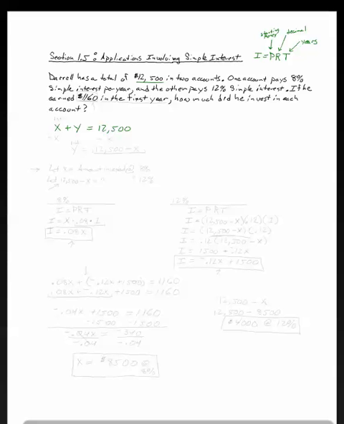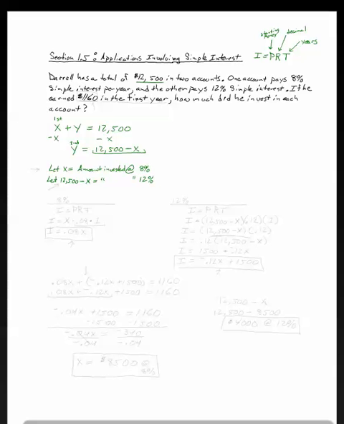Well, if we subtract X from both sides, then the money in the second account would equal 12,500 minus X. And this is going to let us set up our let statements, because we know the money in the first account is just X. The money in the second account we can now call 12,500 minus X. So let X equal the amount invested at 8%, and then let 12,500 minus X equal the amount invested at 12%.